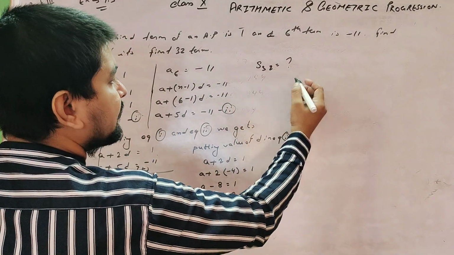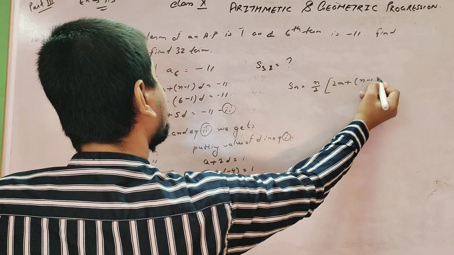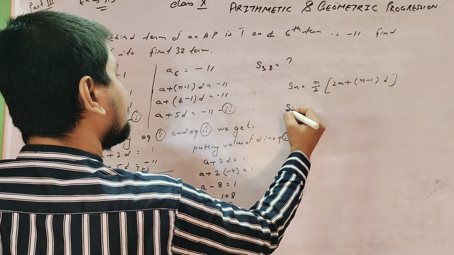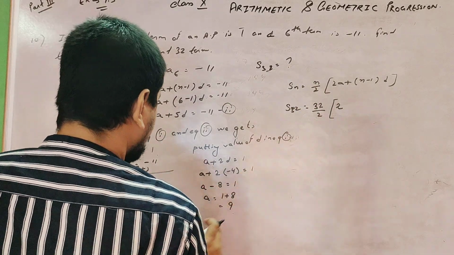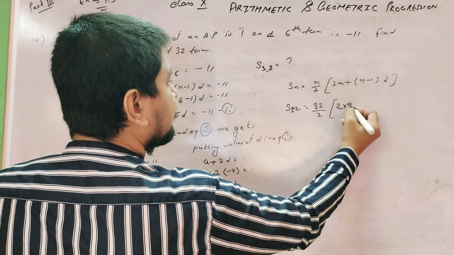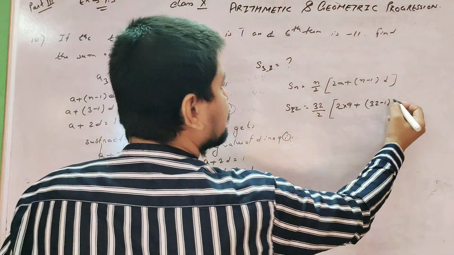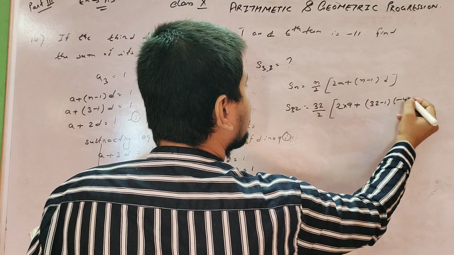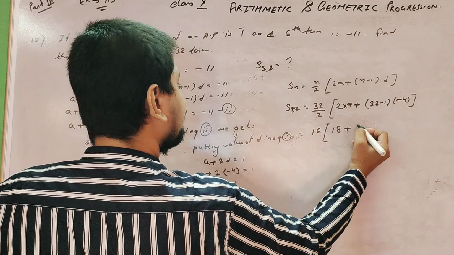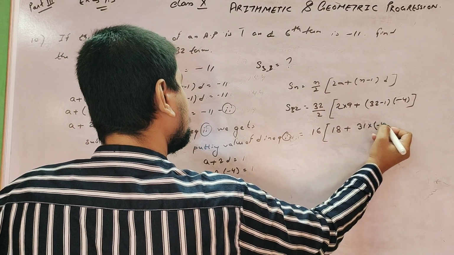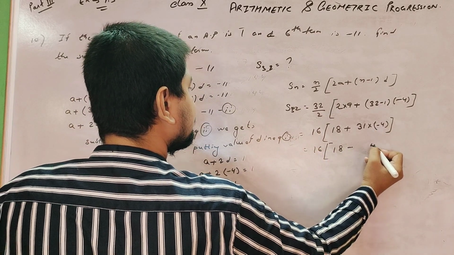Okay, now the question is S32. So Sn equals to n upon 2, 2a plus n minus 1 d. So in place of n, that is 32, sum of 32 terms. So 32 by 2, 2 into a is 9, plus n minus 1, 32 minus 1, and d is minus 4. So 32 by 2, that is 16. 2 9s are 18 plus 32 minus 1, that is 31 into minus 4. So 16, 18 plus minus 124.